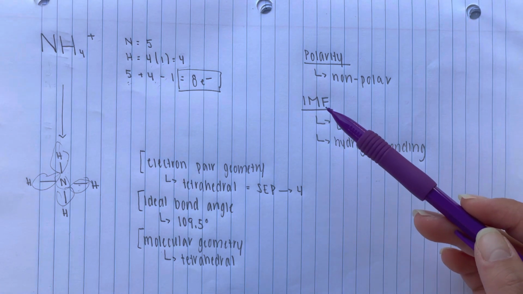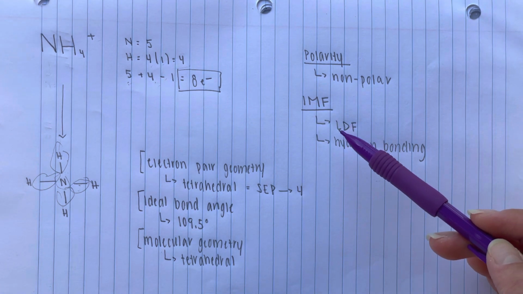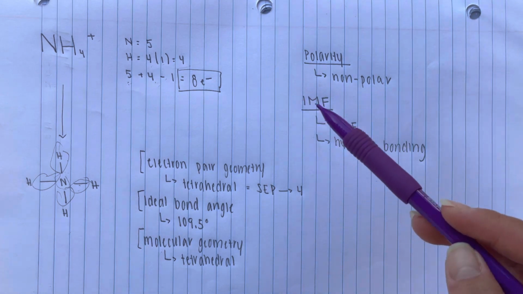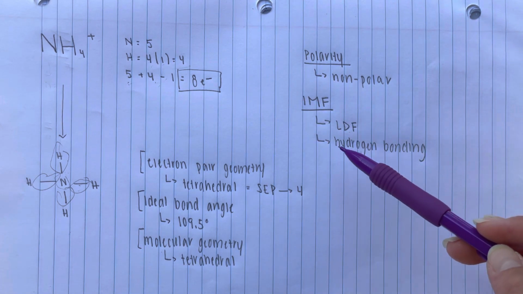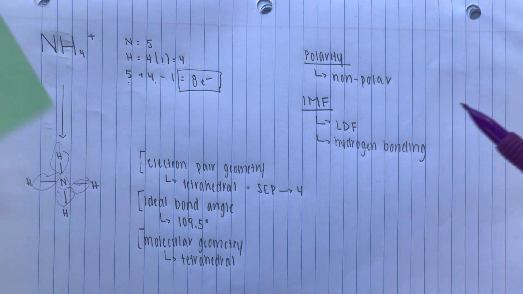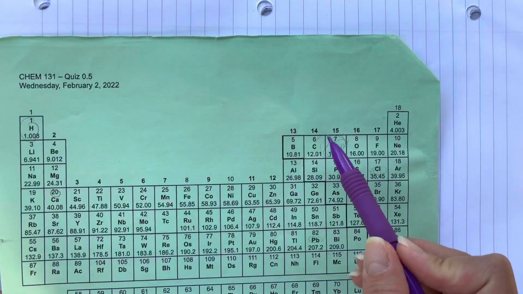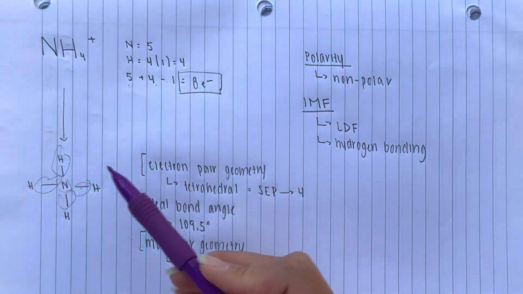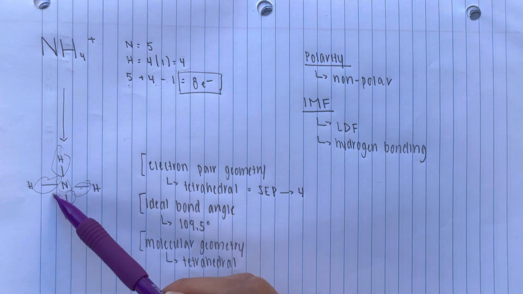In terms of intermolecular forces, we know that it does have London dispersion forces because all molecules have that. And we also know it has hydrogen bonding because for hydrogen bonding, we know that hydrogen only bonds to the nitrogen, the oxygen, and the fluorine. And for this molecule, the hydrogens are bonding to nitrogen.